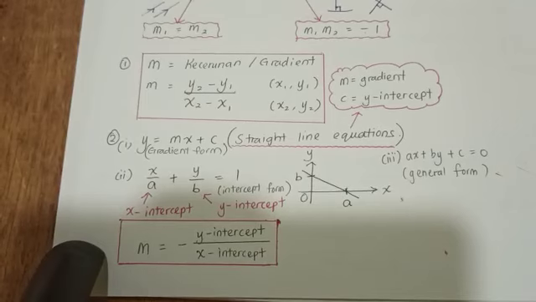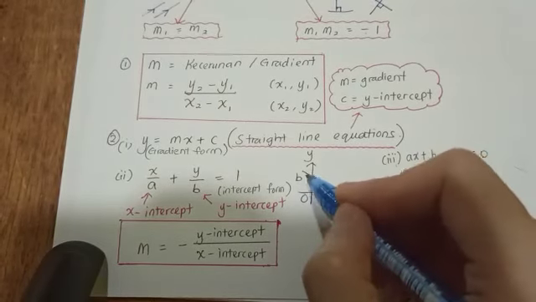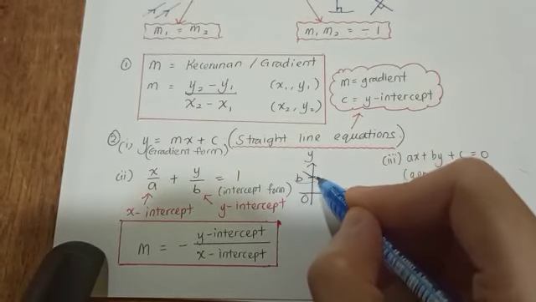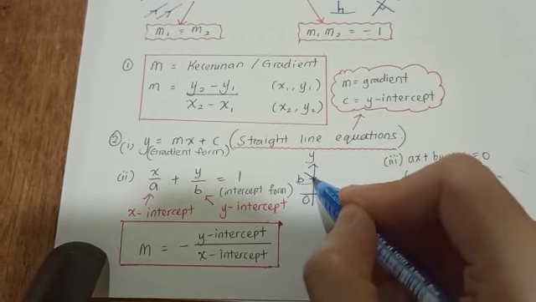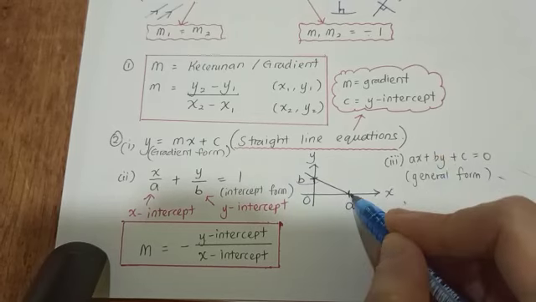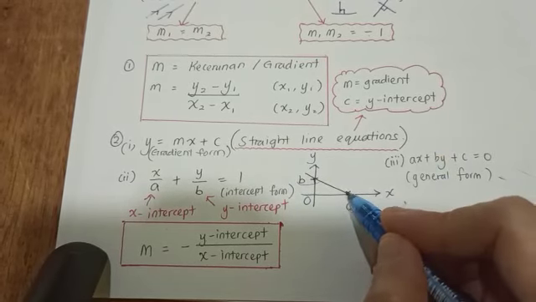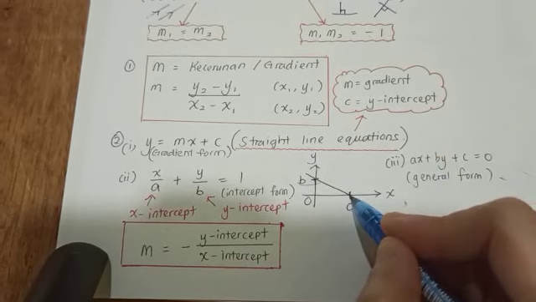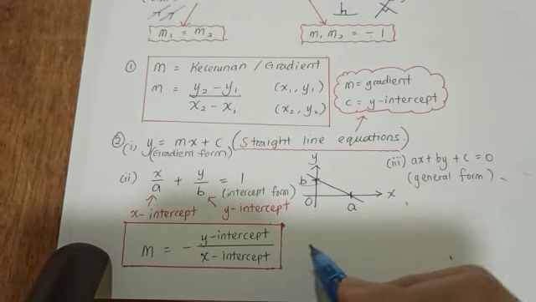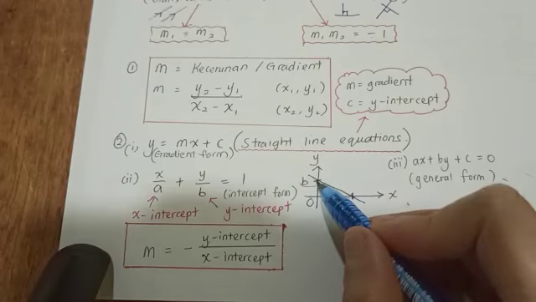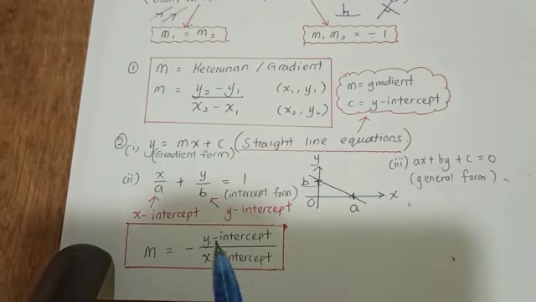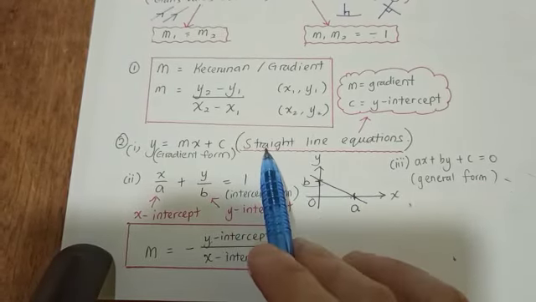x-intercept. So what is y-intercept? Y-intercept, the point which is hitting at the y-axis, we call it as y-intercept. The point which is hitting at the x-axis, we call it as x-intercept. Okay, so x-intercept hitting at x-axis, y-intercept hitting at y-axis.